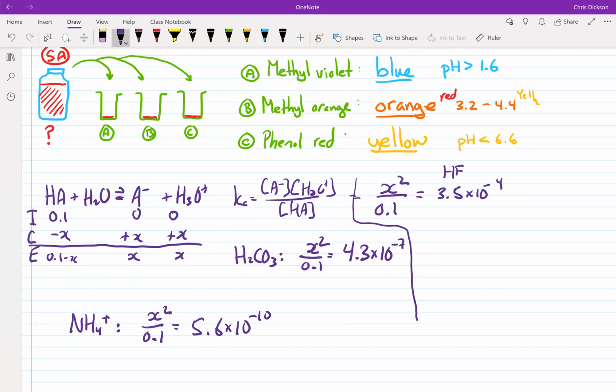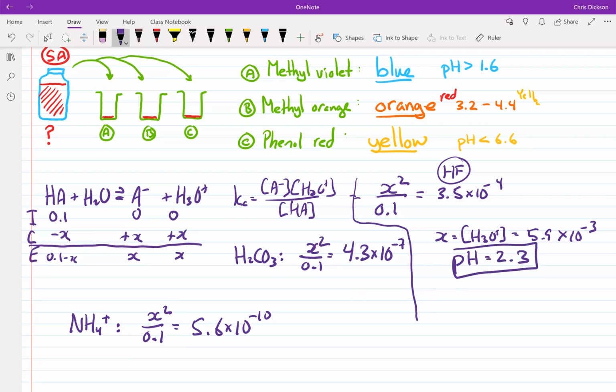So I'm going to go for the HF here. I'm going to go 3.5 times 10 to the minus 4 multiplied by 0.1. And then I square root that number, and I get x, which is the hydronium concentration, which is equal to 5.9 and change times 10 to the minus 3. And then I negative log that number, and I get 2.3 approximately. So I get a pH equal to 2.3.